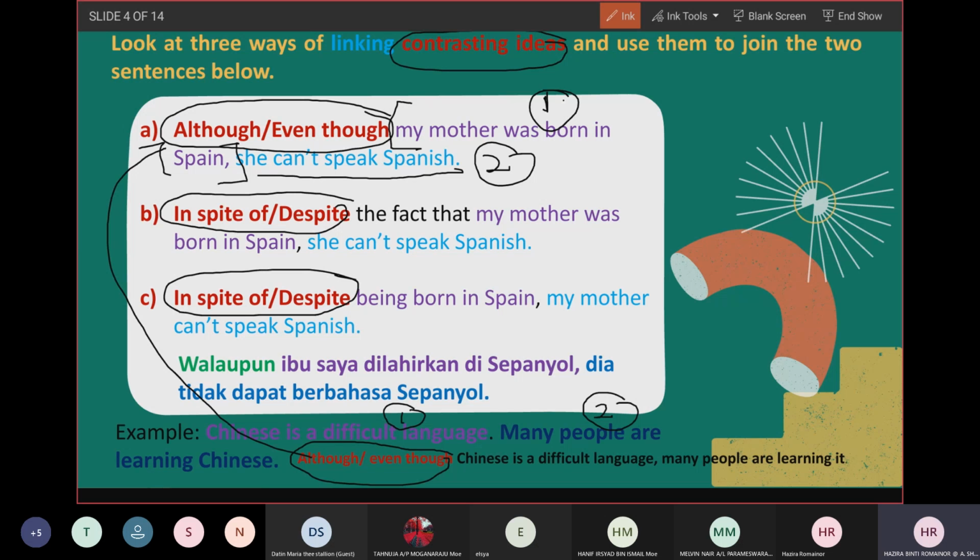All right, now, what about C? Anyone wanted to try to change it like example in C? Okay, Melvin, you want to try? Teacher, we should answer the C, being born in Spain. The sentence should be like that. Okay. Despite being born in Spain, my mother can't speak Spanish.